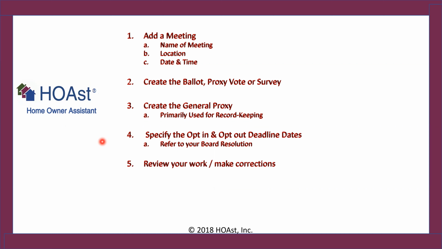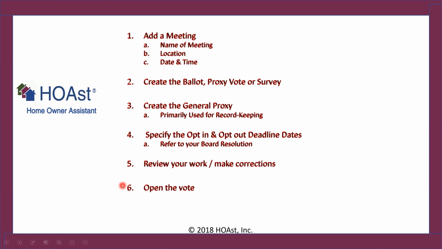Step number 5, review your work, make corrections. Nothing's live yet. The system starts off by making all of this hidden. The vote is closed, so you have the ability to do this work well ahead of time. Change it as you want. Perhaps review the language of your vote. Review any attachments, make corrections. This is just letting you know that it is not live and corrections can be made.